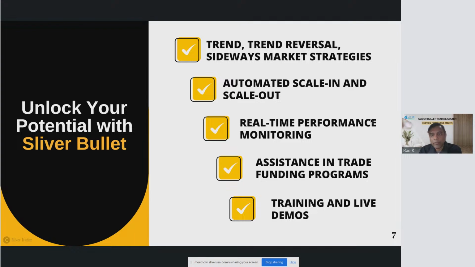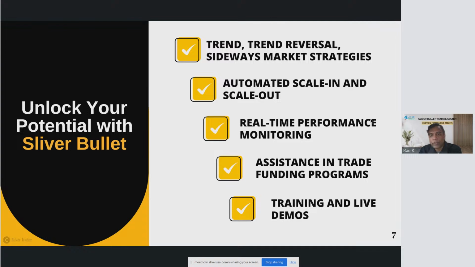Another important aspect of the Sliver Bullet system is the software shows you the real-time performance on one screen. The screen chart where you are trading is all that you need, where you can see the realized profit, unrealized profit, how many trades you have taken, how many were loss-making trades, how many were profit-making trades, how many open trades you are in, and how many contracts you are using.